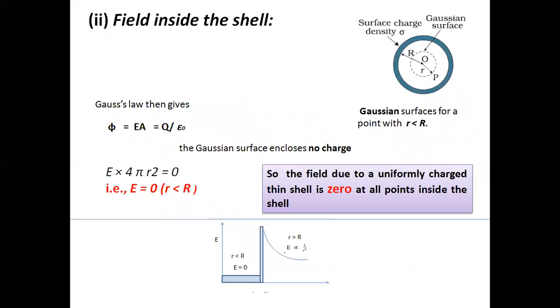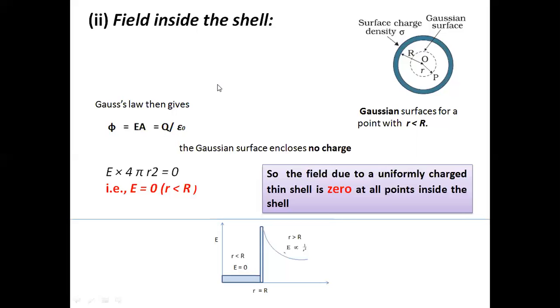Now what will happen to the field inside the shell? As we know, this is our surface, which has capital R radius. Now we have to consider a point inside this surface. Let's consider this Gaussian surface as a dotted circle, and inside it a point P. We have to find the field at point P. The condition is that small r is less than capital R.